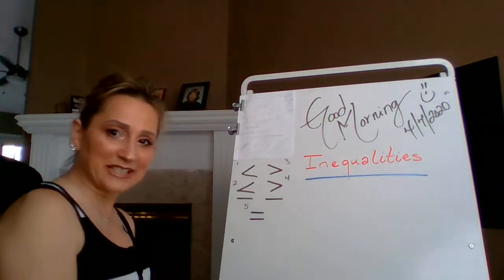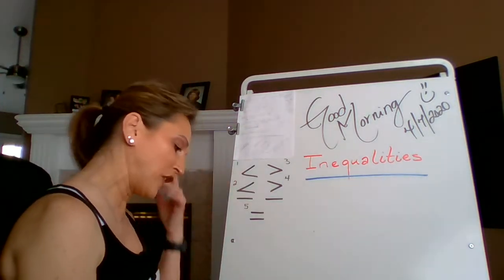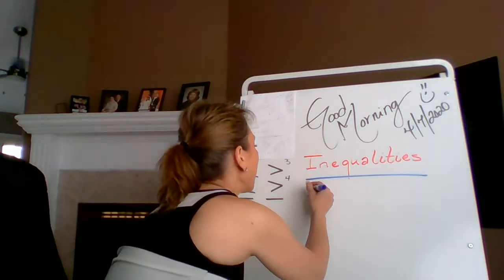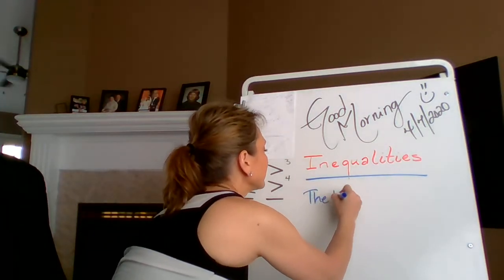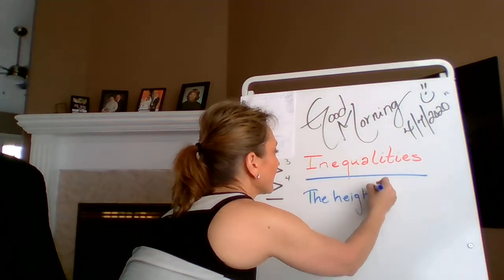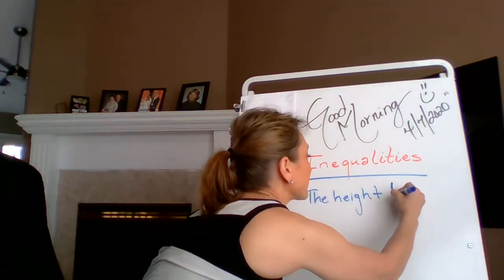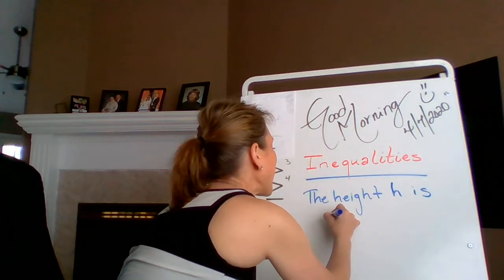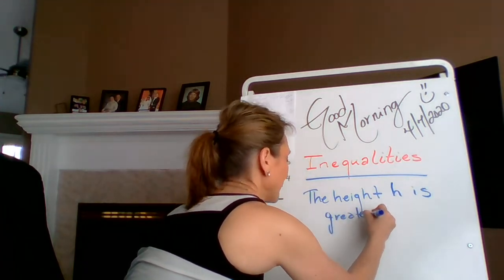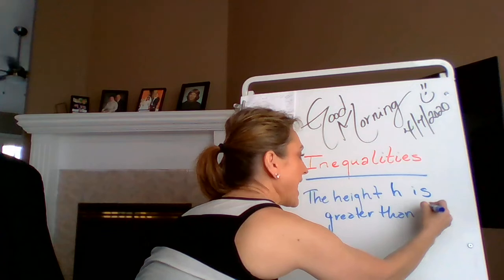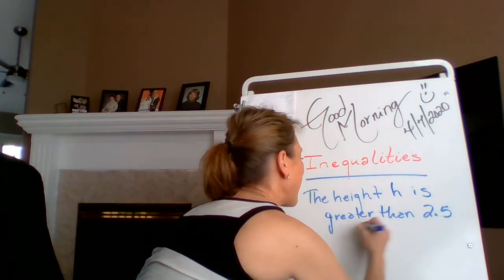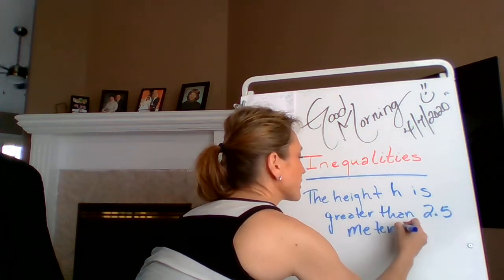And I'm just going to take some examples here from the book. So one of the first ones says the height, which is going to be recognized as the letter H, is greater than 2.5 meters.